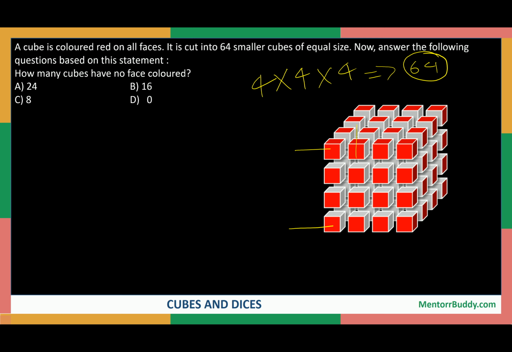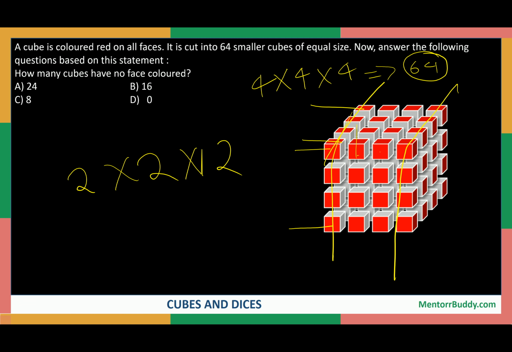So how many lines will be left? If we see the height of this cube, there will be 2 cubes left, right? If we see the depth, remove this one and this one. So how many cubes will be left in the middle? It will leave 2 cubes. So 2 cubes will be in the middle part. And if we talk about the width, remove this wall and this wall, so what will be left? Only 2 cubes will be left from there.